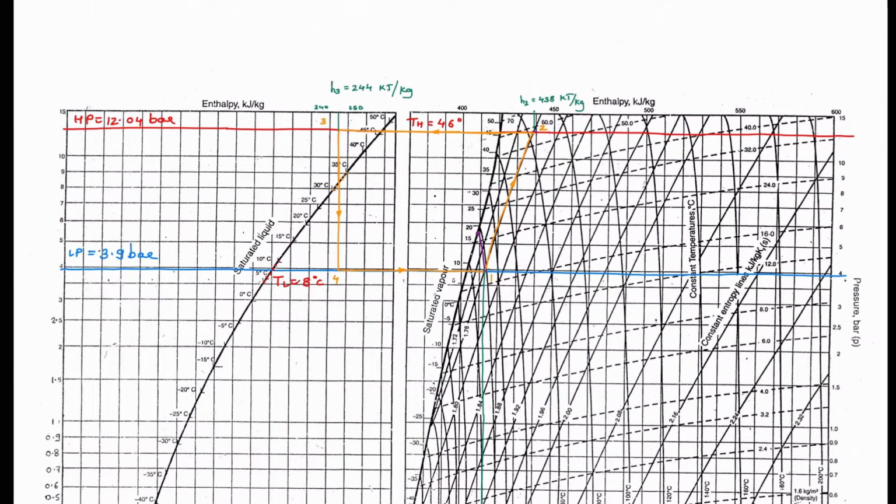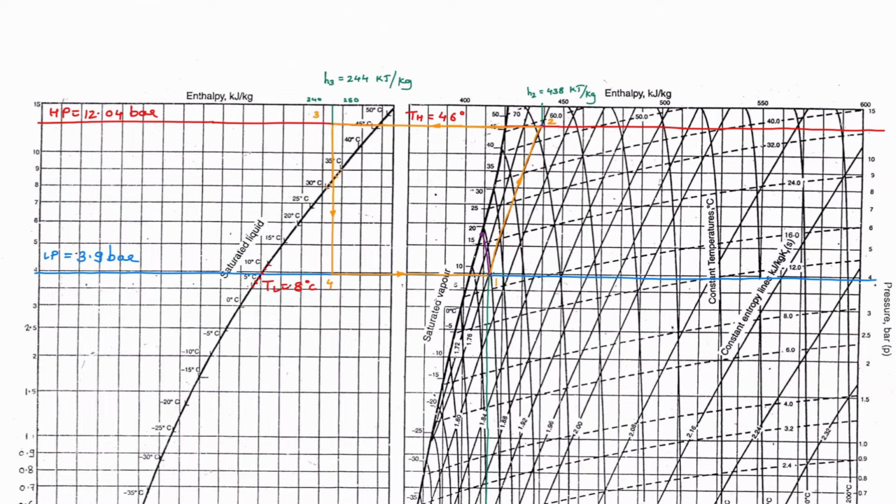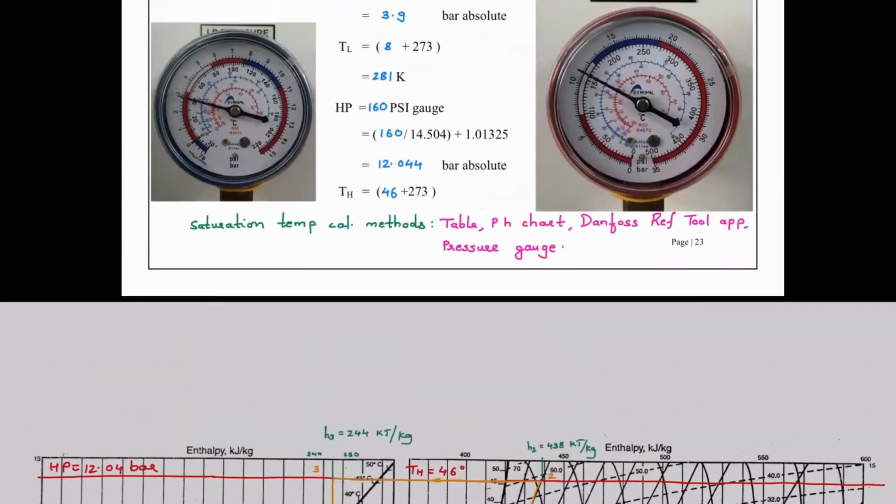Now after marking point number 1, you have to follow the isentropic process. These are isentropic curves. So follow the isentropic curve till the high pressure value. This is high pressure, we will follow till that. So this will be point number 2. Now for point number 3, what is the saturation temperature? If you see, for point number 2 and point number 3, the saturation temperature is 46 degrees Celsius. But we want the actual subcool temperature. So what is the condenser outlet?